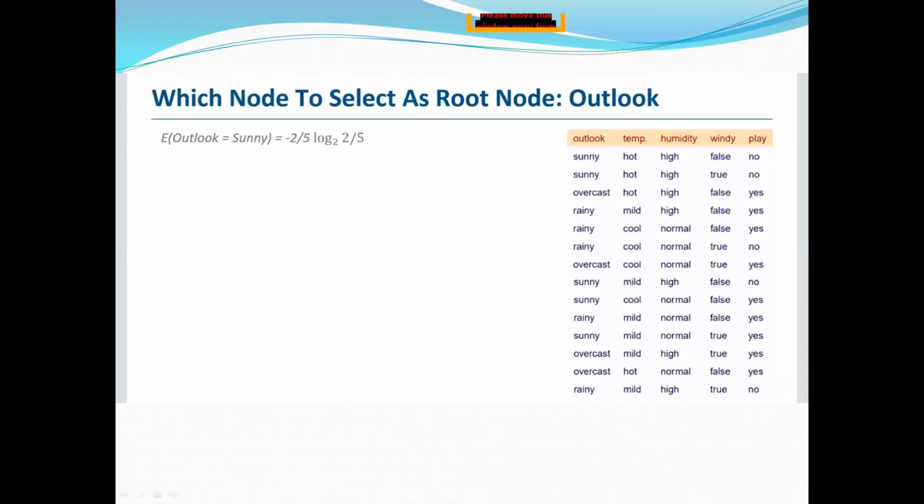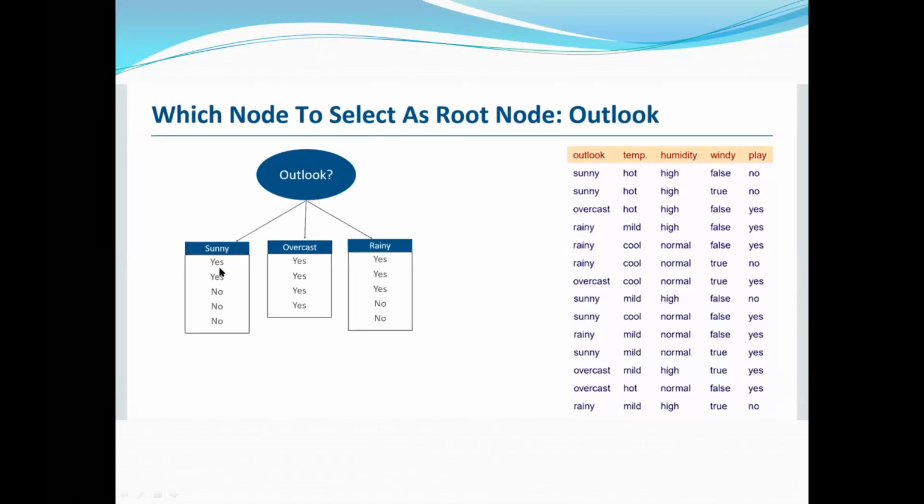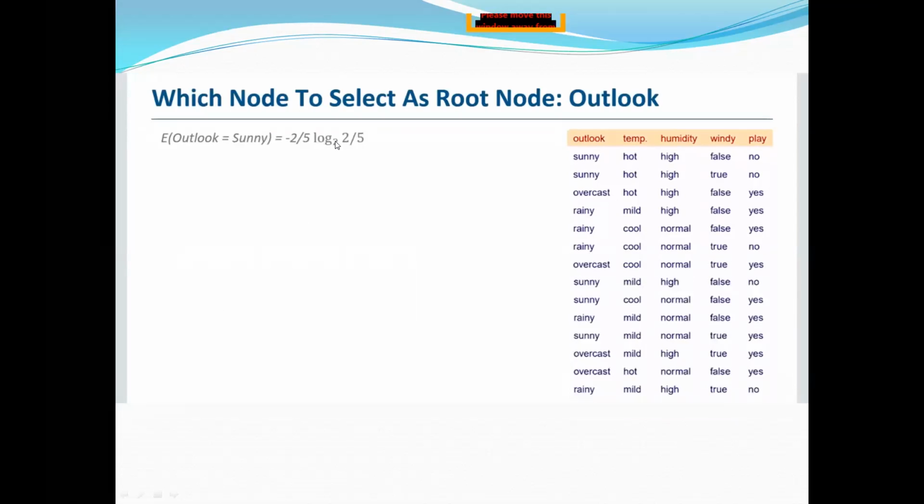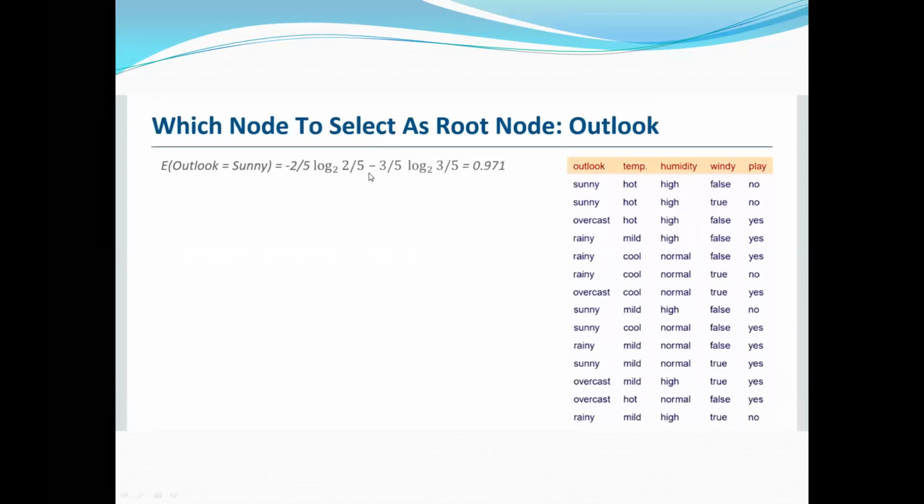Am I right? So under this, how many yes are present? 2 yes out of 5 data. So 2 divided by 5 log base 2 of 2 by 5. The same way you have to look at it for the no class also. So the entropy value of Outlook at the given sunny condition is 0.971.